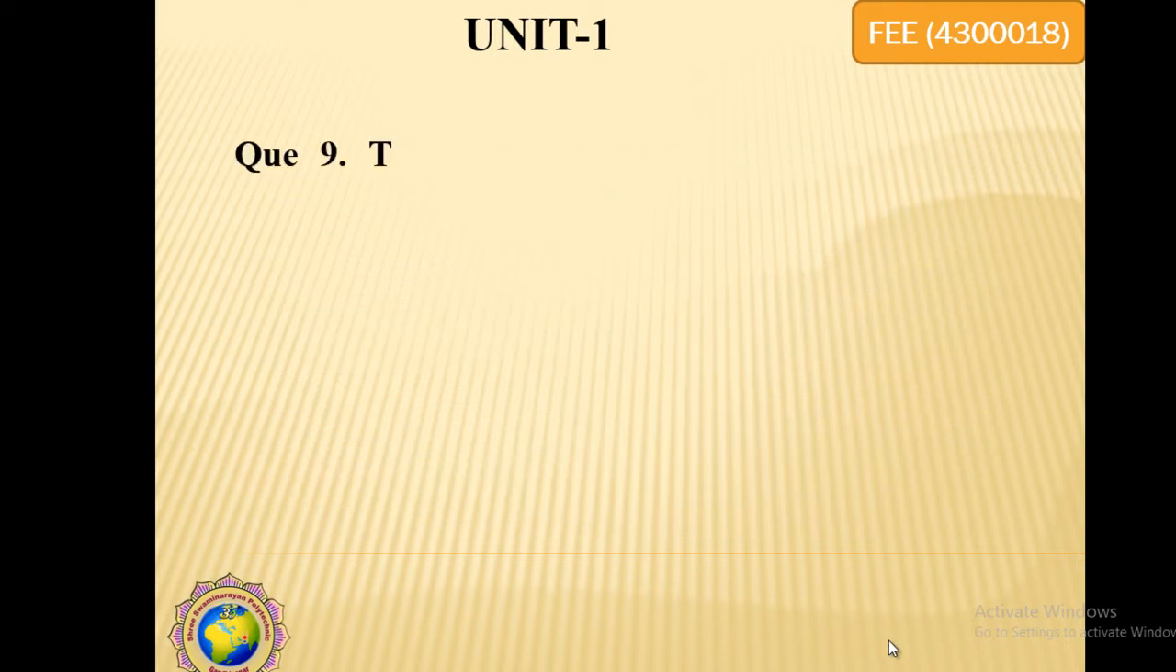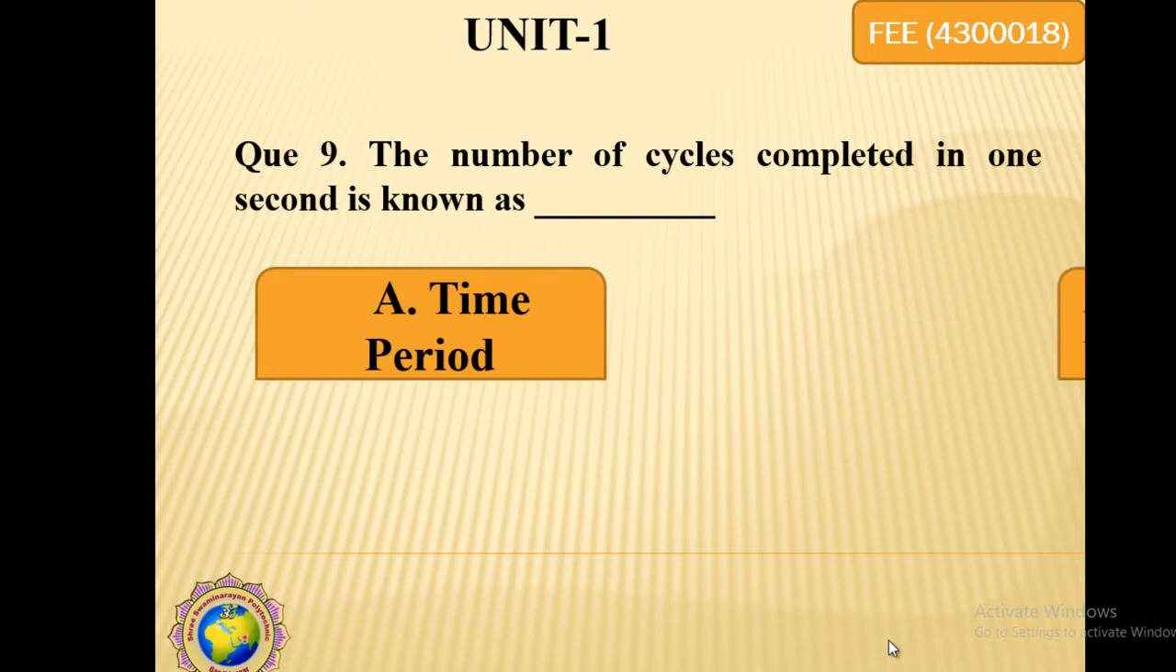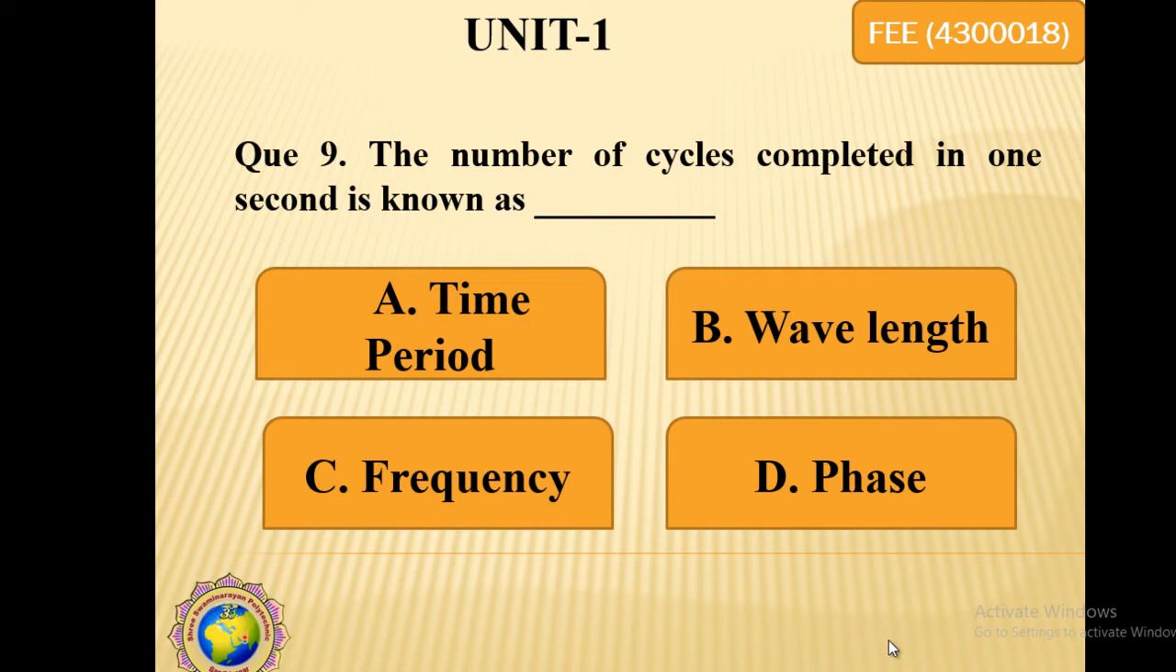Question number 9. The number of cycles completed in a 1 second is known as. A. Time period, B. Wavelength, C. Frequency and D. Phase. The number of cycles completed in a 1 second is known as. A. Time period, B. Wavelength, C. Frequency and D. Phase.